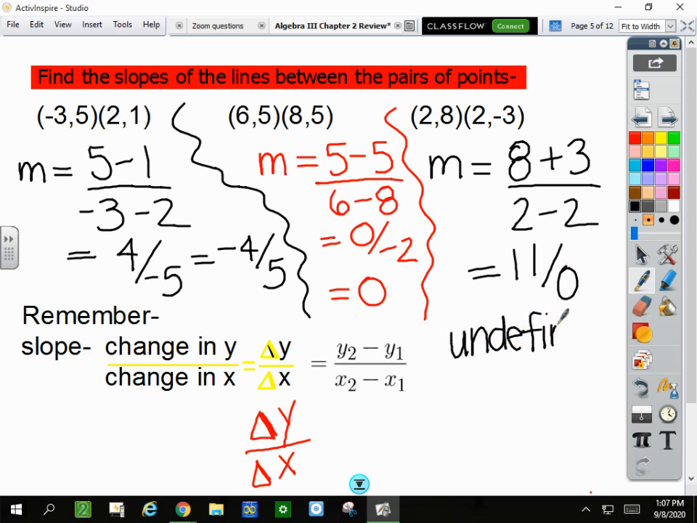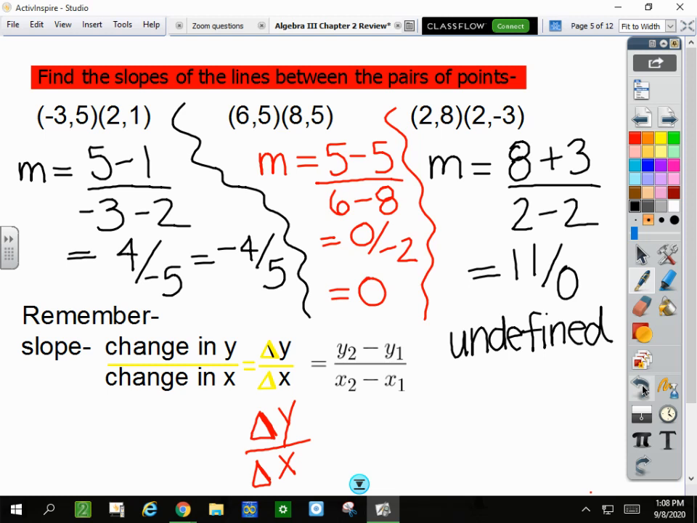Now you should know from me a few minutes ago and from previous classes that an undefined slope means the line is vertical. If we plotted these 2 points and drew a line in between them, we would have a vertical line. So the one on the left is falling, the one in the middle is flat, and the one on the right, the slope is undefined and the line is vertical.